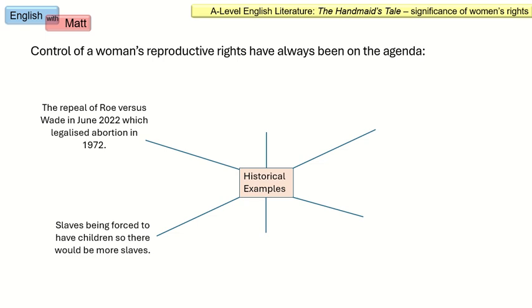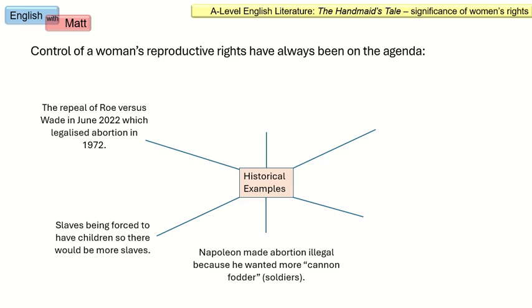Another example is that in slave populations, slaves were often forced to have children so there would be more slaves. That is another example of a tyrannical force making rules for an inferior group in order to benefit themselves later on. A slave owner's utopian vision would be to have a constant stream of slaves, so they would never run out. That's going to be a dystopia for the slaves themselves, of course.